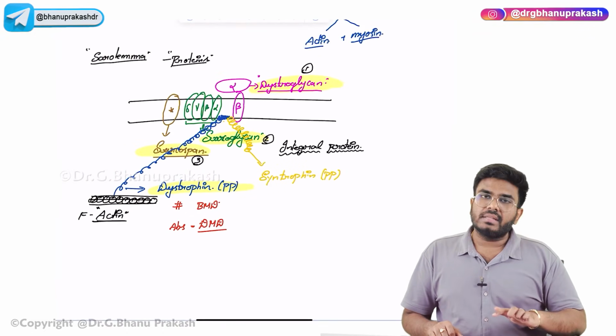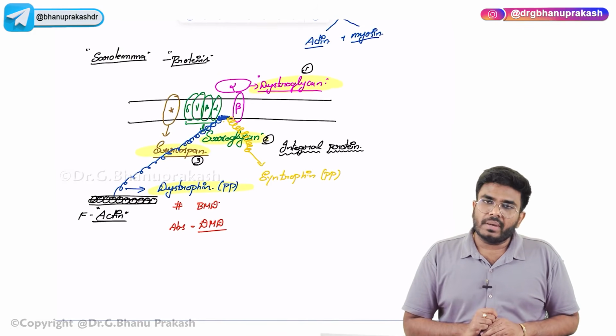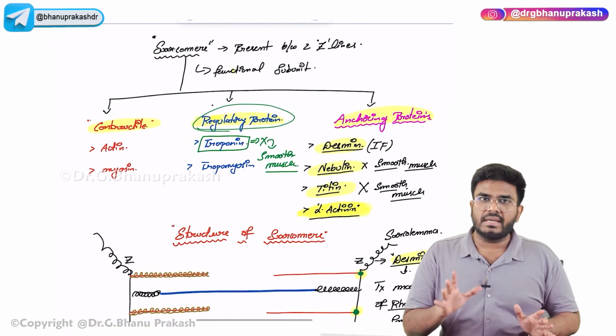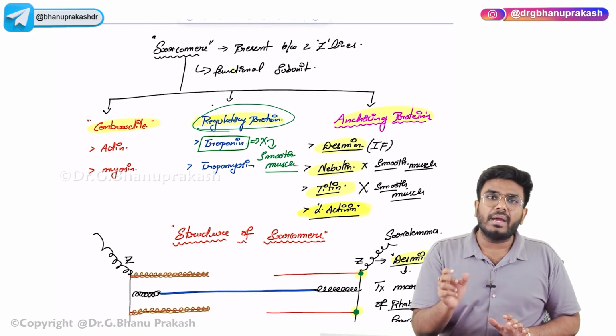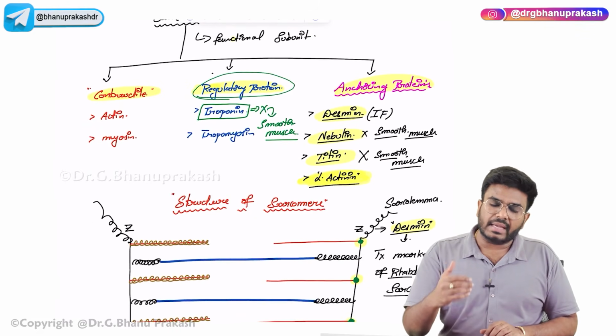We have completed the structure of the sarcolemma, which proteins are there in the sarcolemma. Also, we have discussed the sarcomere important points, Z lines and anatomical zones, histology like I band, A band, H zone, M line. And also we have discussed the regulatory proteins, anchoring proteins.